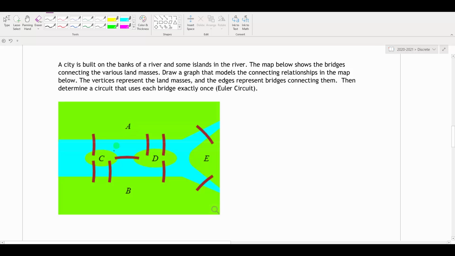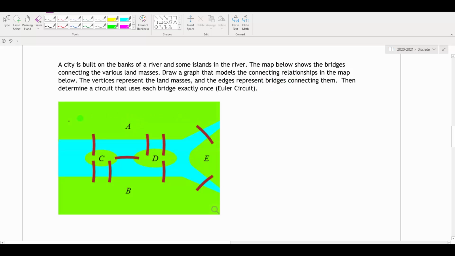And what he did was he took each of the land masses that were present in the map that he was given and he reduced them down to a single point. So you'll notice that it says draw a graph that models the connecting relationship in the map below. They want the vertices to represent the land masses and they want the edges to represent the bridges.